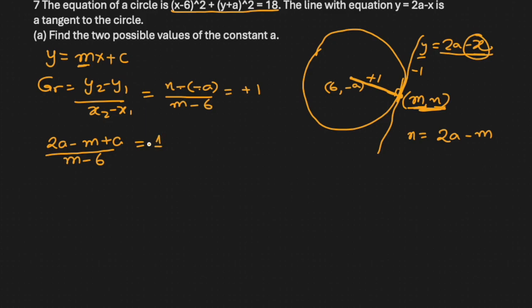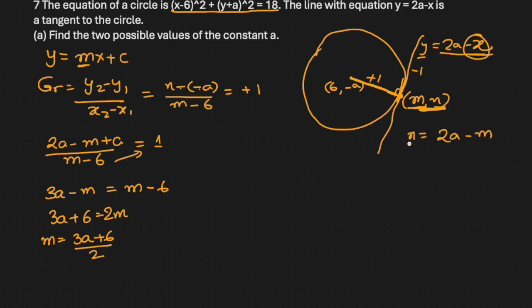equal to 1. Because of the cross multiplication, we'll get an equation here, which is 2a, rather 3a, because 2a plus a will be 3a. 3a minus m equal to m minus 6. Let's bring this m to the right side and 6 to the other side. So it becomes 3a plus 6 equal to 2m. And I'll isolate m in this case. m will be 3a plus 6 over 2.